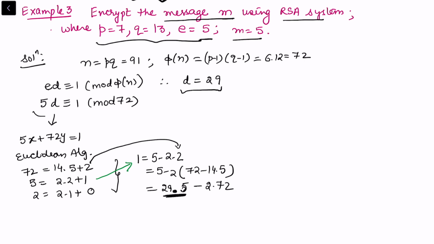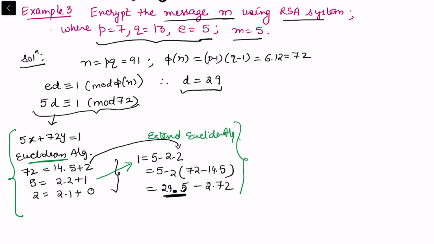So this way, either we solve it as a linear congruence. I've added the link to all these topics in the description box. I have already explained how to apply the Euclidean algorithm, the extended Euclidean algorithm, and how to solve linear congruences. Now from here I found the value for D.